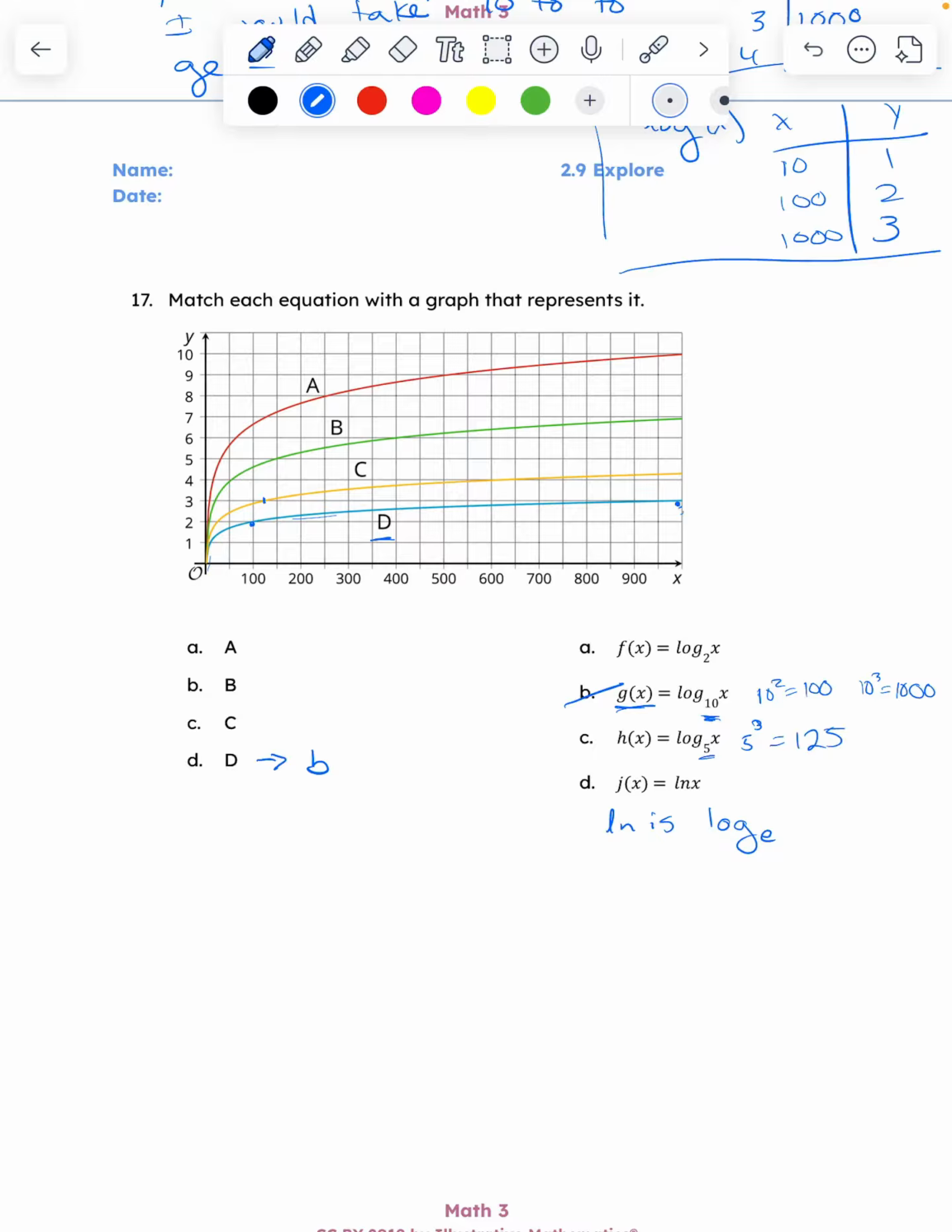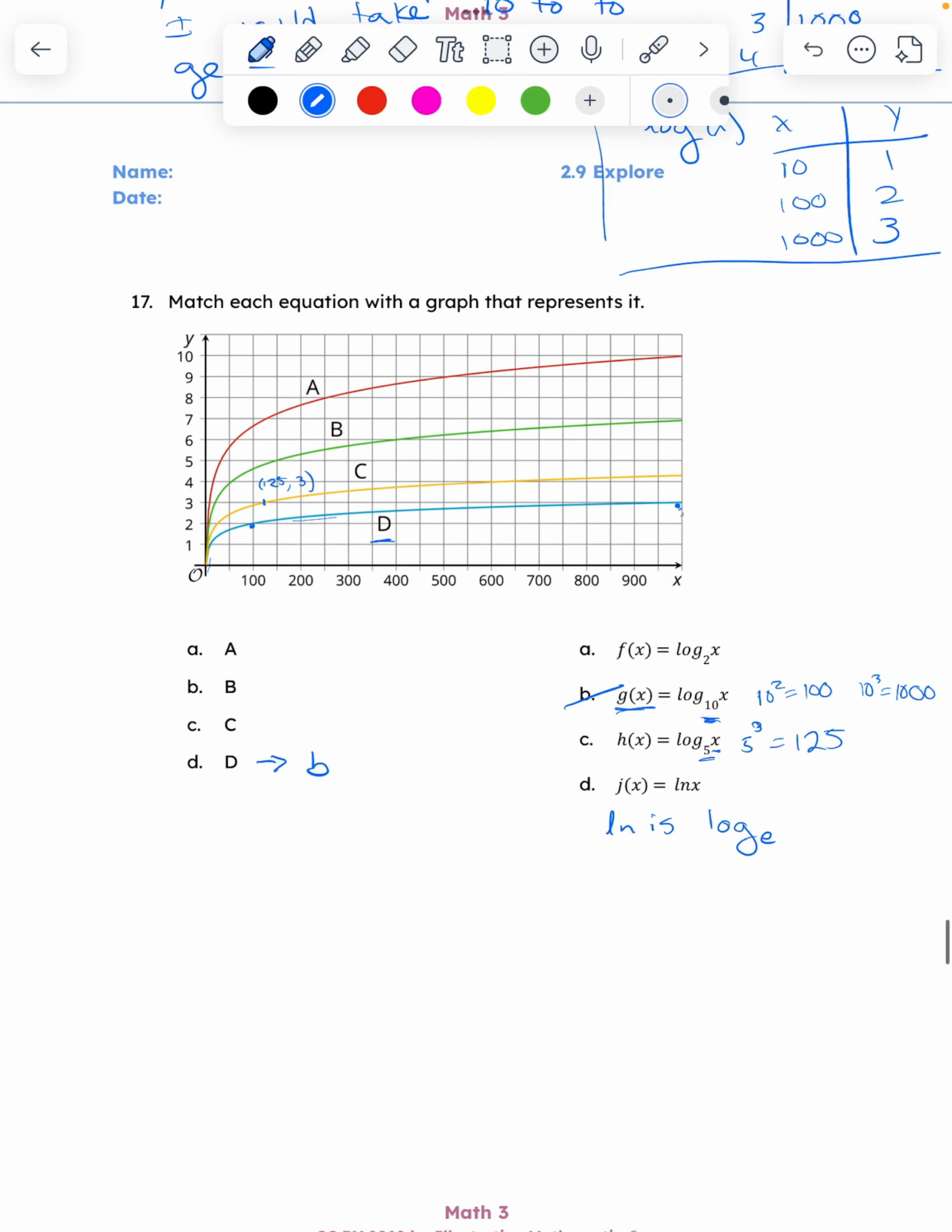So I'm going to label this 125, 3. When I put x equals 125 into my function, I should get back 3. So C goes with C. 2 down. I'm going to keep working my way up the graph because my theory is that the greater my base, the shallower my log graph, and so far it's holding up.